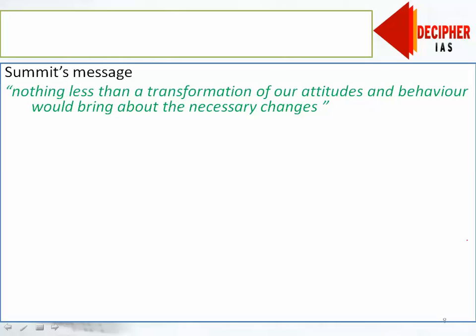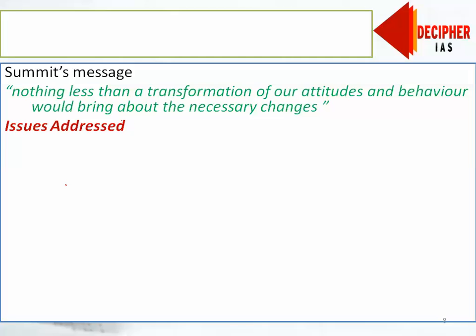Fine. Now what was the message given by the Earth Summit? The summit's message was that nothing less than a transformation of our attitudes and behavior would bring about the necessary changes. That is, there was lot of recklessness in the usage of resources by the people. So we need to change the attitude and tilt our attitude to reduce, reuse, recycle and reform. So these kind of initiatives if we take, we can sustain our development, right?